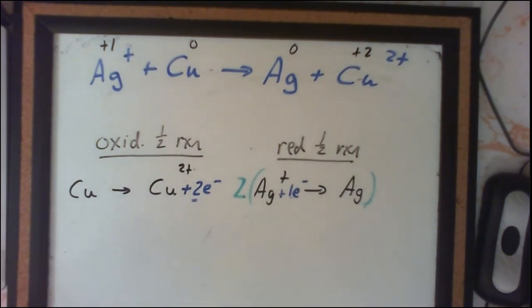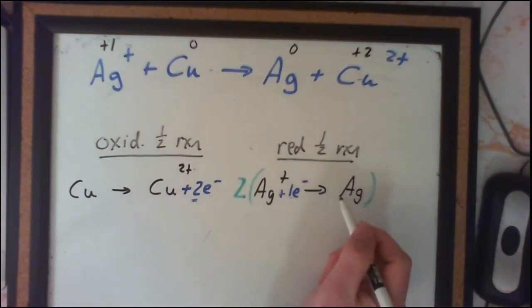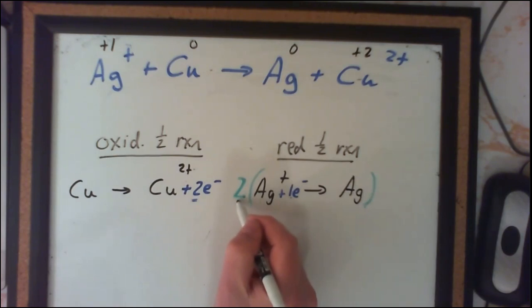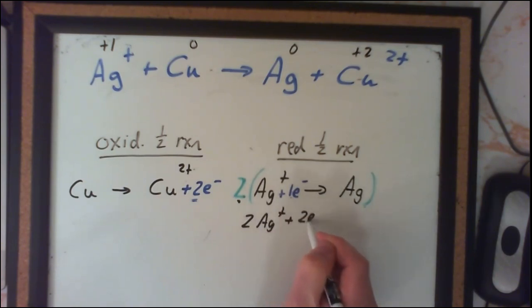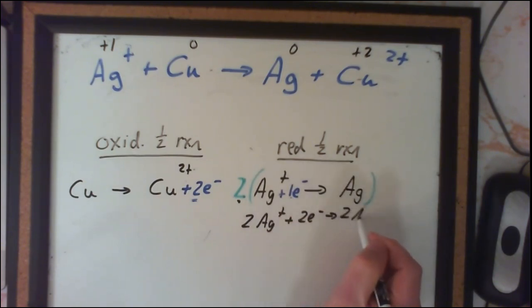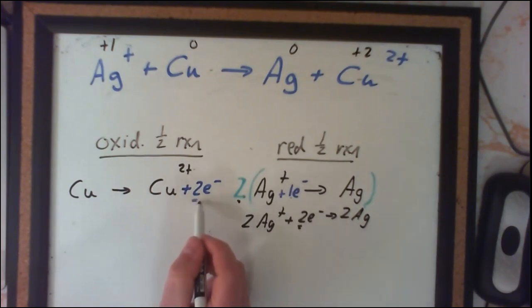So when I rewrite my reduction half reaction, I'm going to multiply my entire reaction by 2, which means I multiply all the coefficients by this factor. It becomes 2 Ag+ plus 2 electrons produces 2 Ag. So now that's my reduction half reaction, written a different way, still mass and charge balanced, but I wrote it this way with the factor of 2 to ensure the number of electrons that I gain is equal to the number of electrons that I lost.